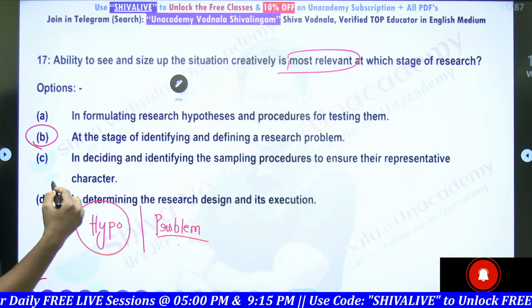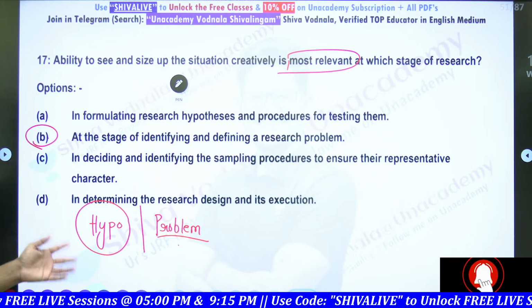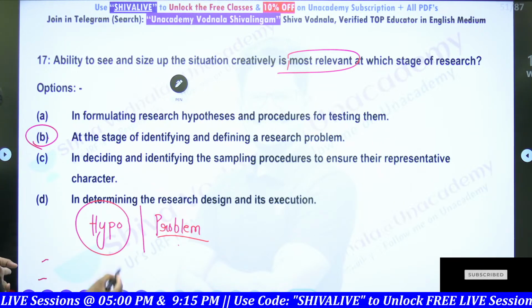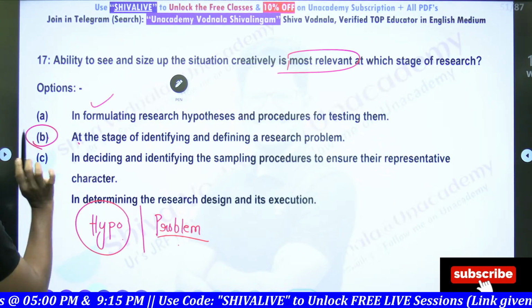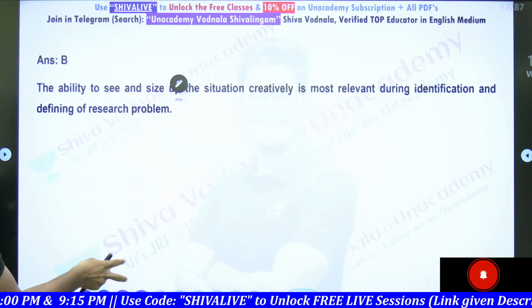Later, if you miss the creativity over here, you can show your creativity in the outcome of the research. How well I can produce a different and innovative outcome of a research with an existing problem. So in hypothesis also it is correct. If this option is not there, you can go for this. As this is there, this is the correct answer.